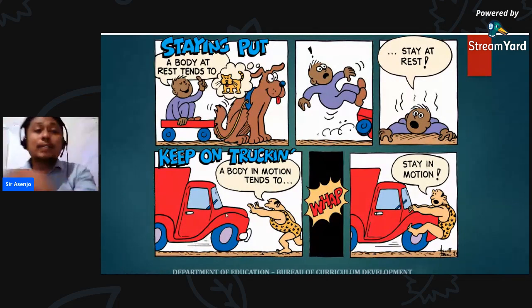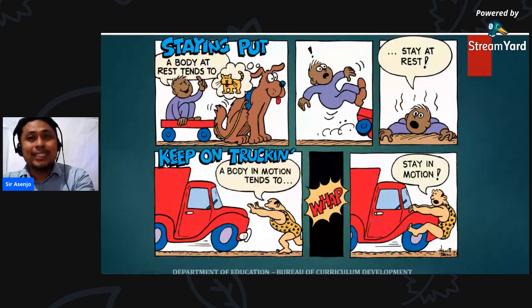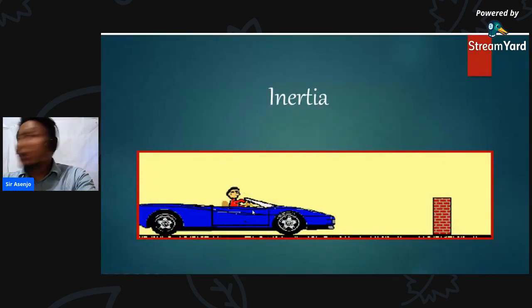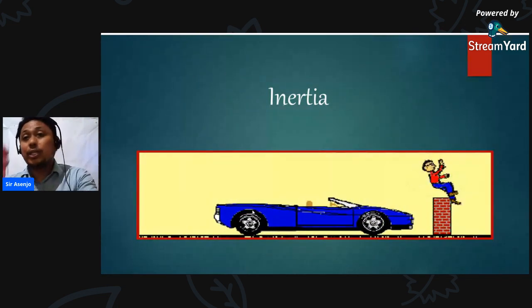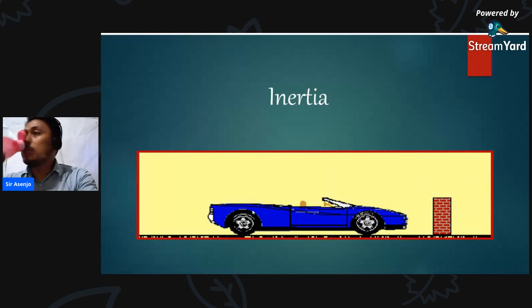Okay, let's have a second illustration. A body in motion tends to what? Stay in motion. That's a very good idea. Okay, it stays in motion. So this caricature sums up the idea of Newton's first law of motion. For Newton's first law of motion, the idea of inertia cannot be separated.